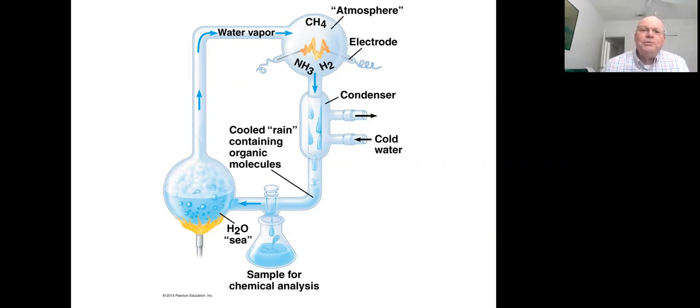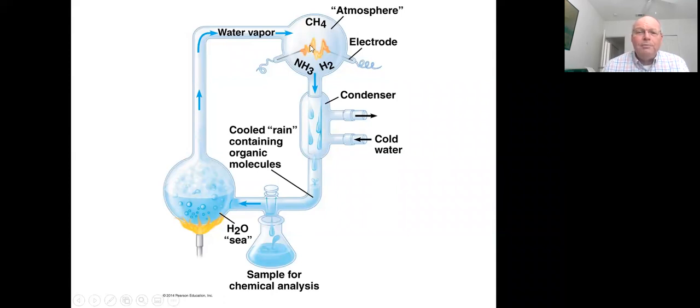And because the Earth was very hot, volcanic activity was probably very widespread, and that would mean that there would be the possibility of lightning discharges, electrical discharges in the atmosphere because of all the volcanic activity. That was the hypothesis. So hence the electrical sparks. So Miller sets up this device and starts it percolating.